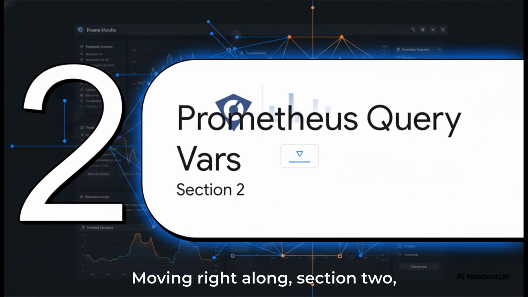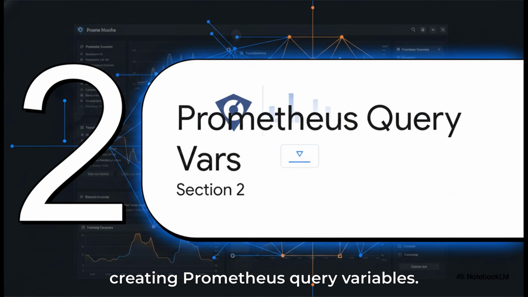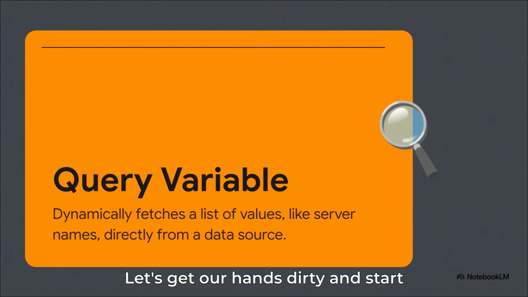Moving right along, section 2, creating Prometheus query variables. Let's get our hands dirty and start building this step by step. So the crucial point here is that a query variable doesn't rely on some hard-coded list that you have to go in and update manually. Nope. Instead, it dynamically fetches a list of values, things like your current server names, pods, or namespaces, directly from a data source, like Prometheus. This is huge because it ensures your dashboard always reflects the real-time live state of your environment. If a new server spins up, boom, it automatically appears in your dropdown.